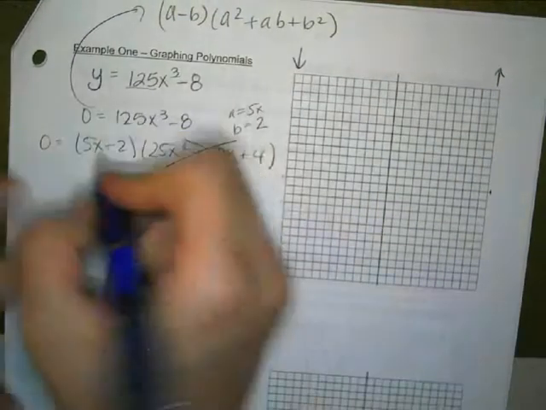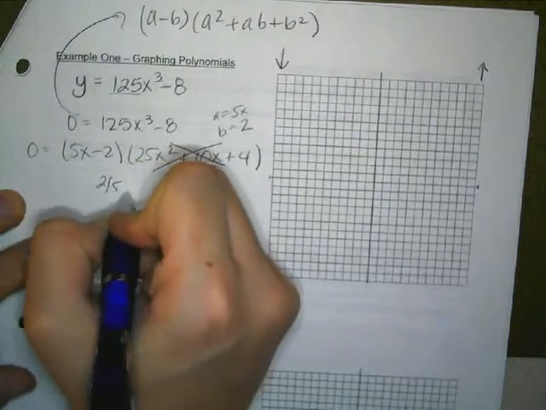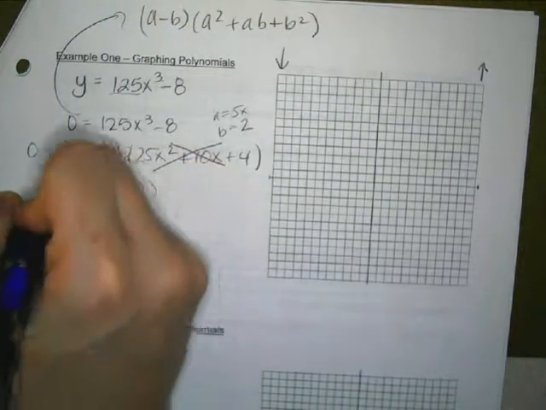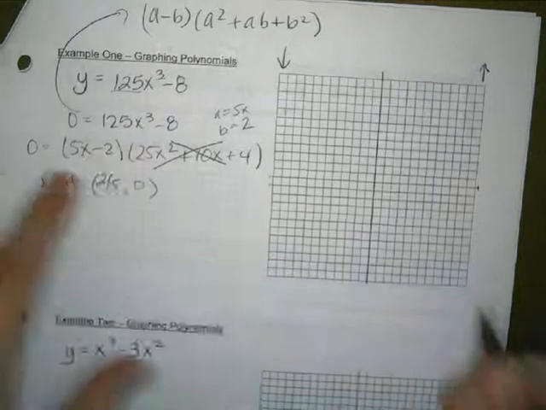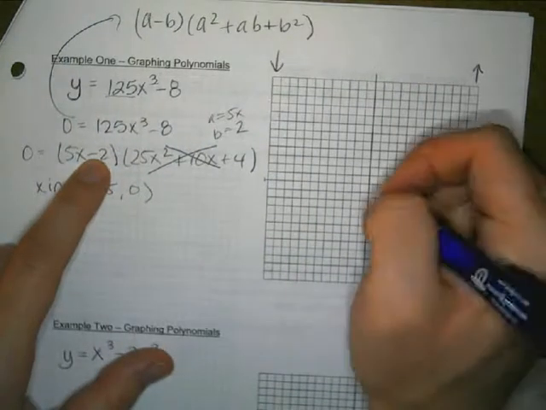So I know my only x-intercept is going to be 2/5, because that comes from that factor there. So then I'm going to go ahead and plot 2/5.